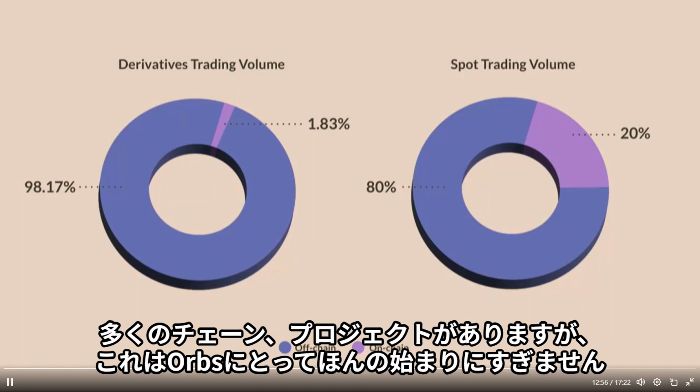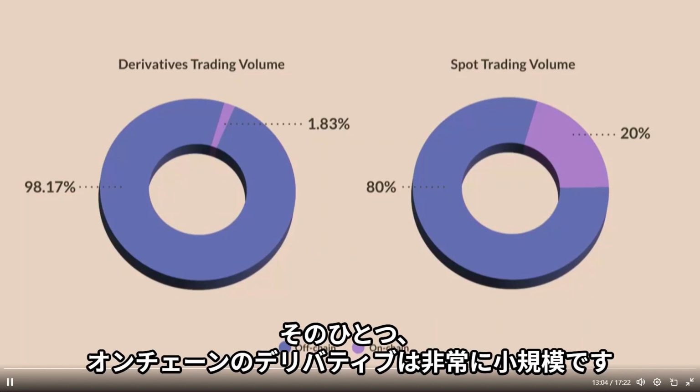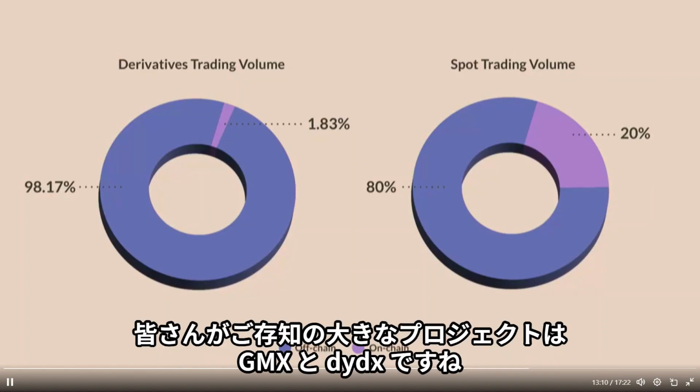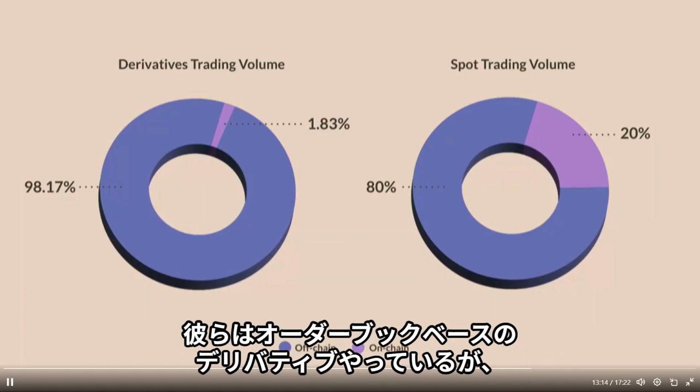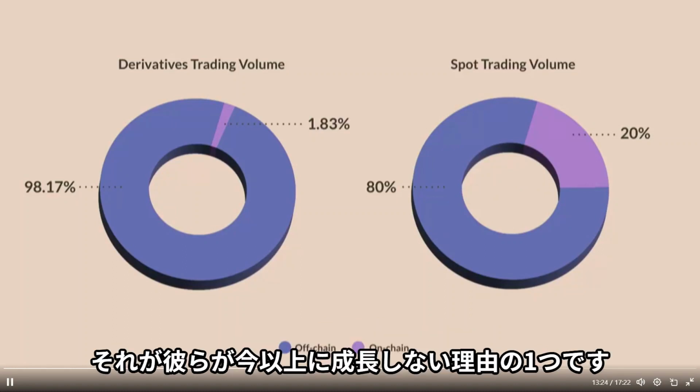Yeah, and Spot is just a start for us. We are looking at additional places where our technology could be implemented, and one of the places we've identified as interesting is on-chain derivatives. On-chain derivatives is quite small still. We all know a couple of big projects. Everybody knows GMX and dYdX. They're doing order book-based derivatives, but they're still quite small, and also they're not super capital efficient in the way they operate. That's one of the reasons they're not growing more than they are now.